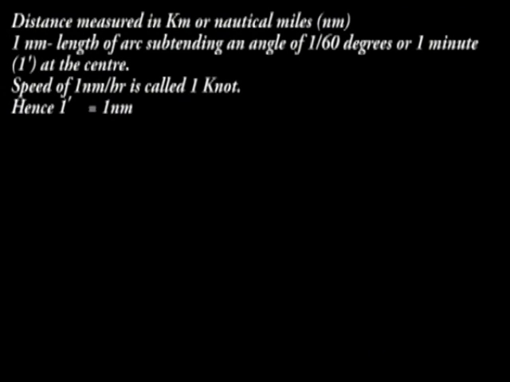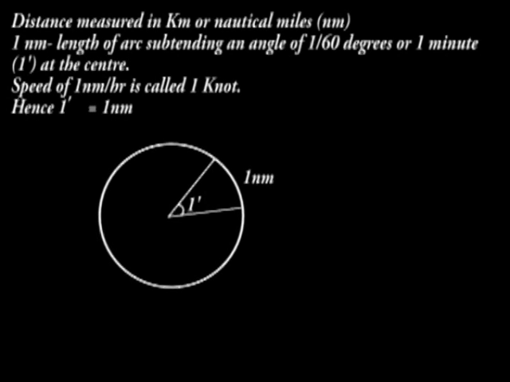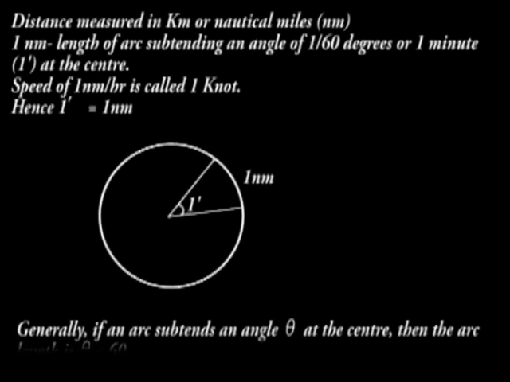1 nautical mile is the length of an arc subtending an angle of 1/60 of a degree, or 1 minute on the center. If a distance of 1 nautical mile is covered in 1 hour, the speed is said to be 1 knot. It follows that 1 minute is equal to 1 nautical mile. This is shown below. Generally, if an arc subtends an angle theta at the center, then the arc length is given by theta times 60 degrees.